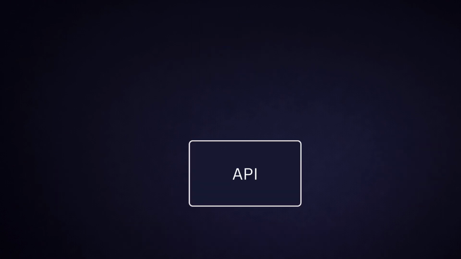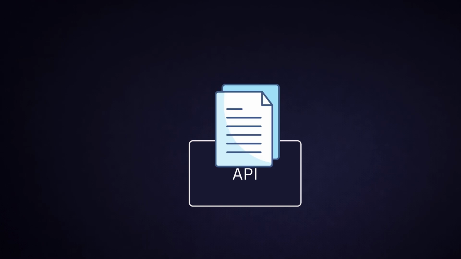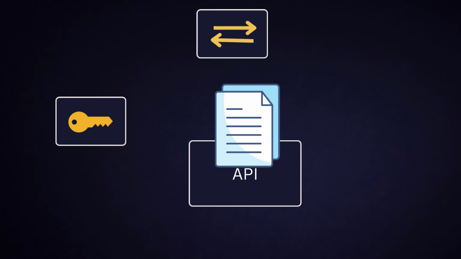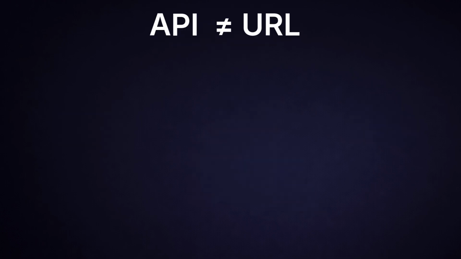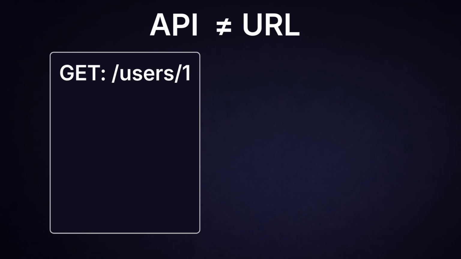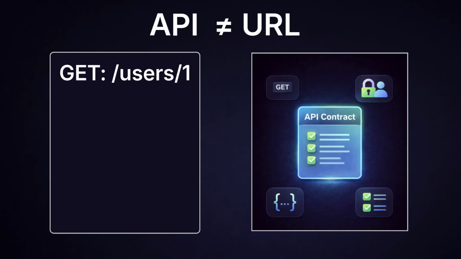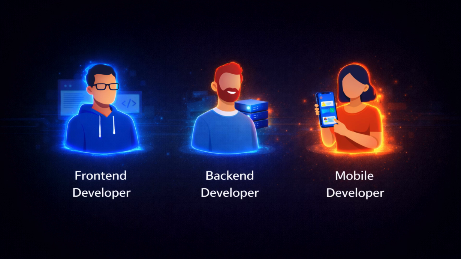One common mistake is thinking APIs are just backend code. APIs are actually contracts, rules that define what can be accessed, how it can be accessed, and who can access it. Breaking this contract leads to bugs or even security breaches. At this point, beginners often ask, so is an API just a URL? No, not exactly. The URL is just one part of the API contract. Whether you are a front-end developer, a back-end engineer, or a mobile developer, understanding APIs deeply is no longer optional.